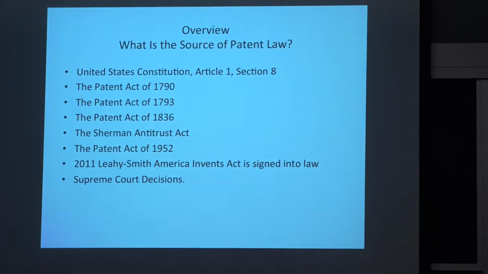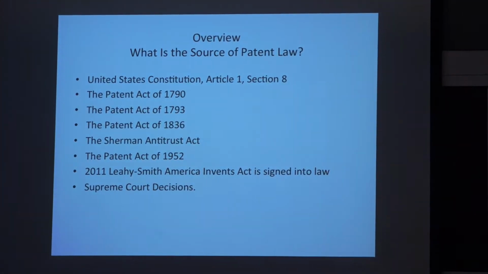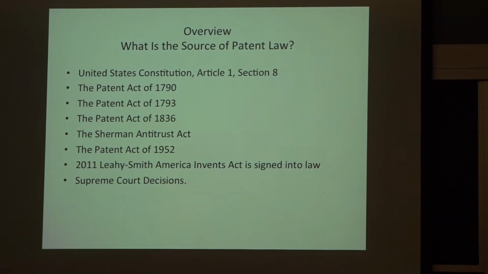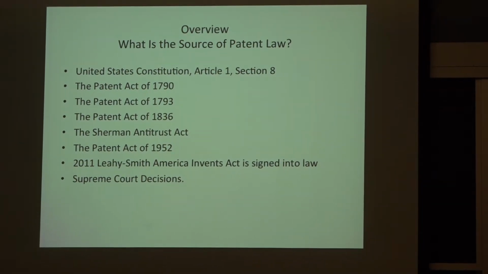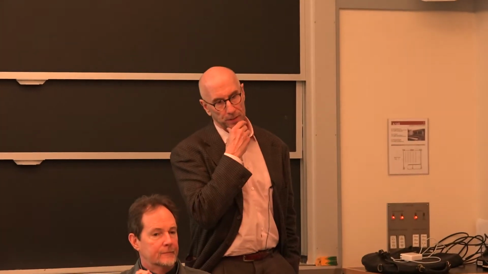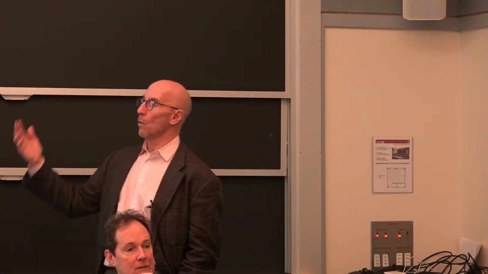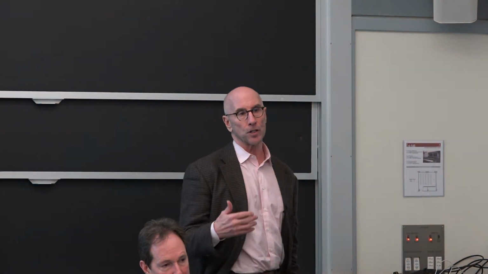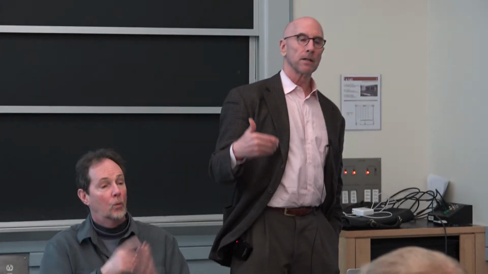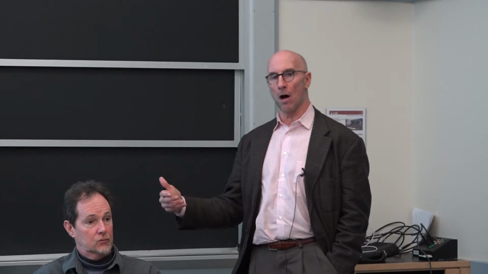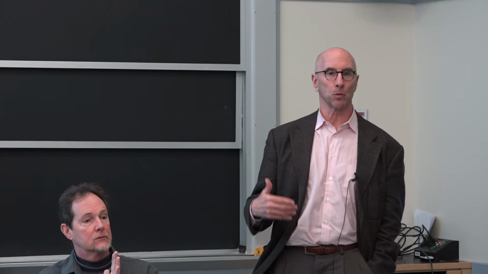Just a little overview of the sources of patent law, just so you know where it all comes from. Somebody asked me in the class the other day, where does the right to pass a copyright law come from? And we hadn't really gone over this, but it all goes back to the United States Constitution. Article 1, Section 8 of the United States Constitution is what grants the Congress the right to pass laws that protect intellectual property.